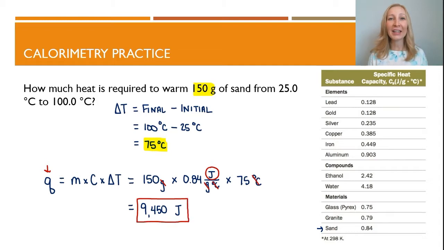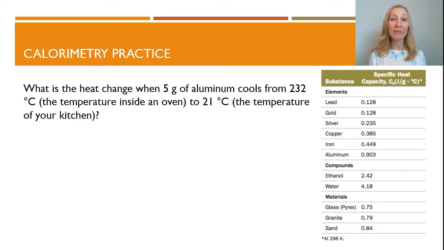So we're going to take a look at another practice problem here. What is the heat change when 5 grams of aluminum cools from 232 degrees Celsius, which is the temperature inside an oven, to 21 degrees Celsius, which is the temperature of your kitchen? So basically, how much energy is being released by this aluminum when you take an aluminum pan out of the oven and put it in your kitchen?